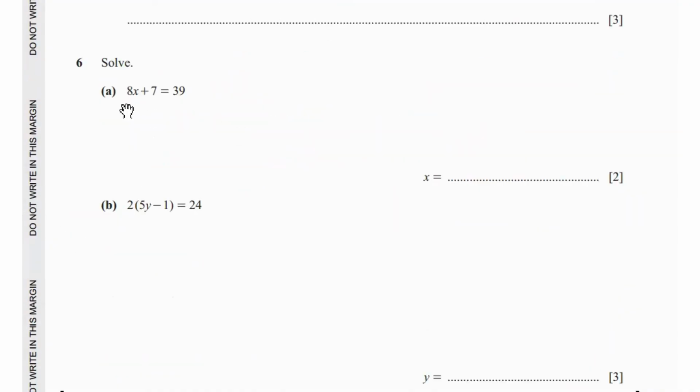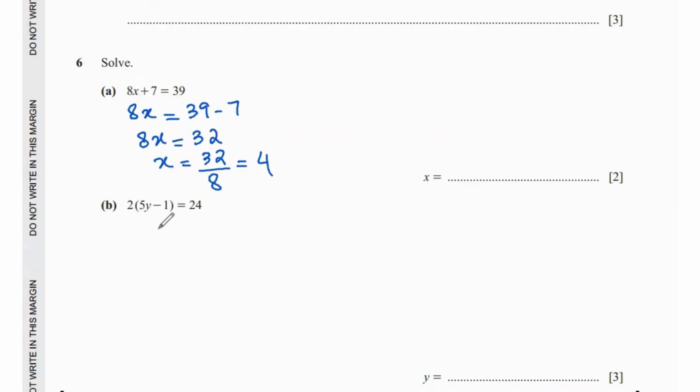Then it says solve 8x plus 7 equals 39. This is solving a multi-step equation for algebra. So first we move 7 to the other side. So 8x equals 39 minus 7, which is 32. Then x equals 32 divided by 8, and that is 4.